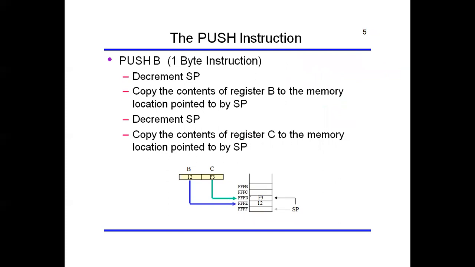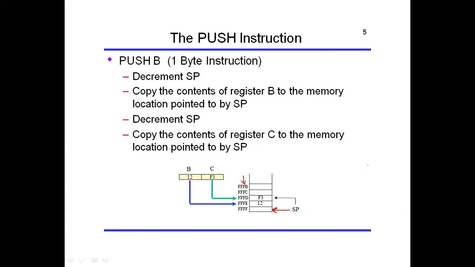And the next one is the PUSH instruction. Pushing an instruction in the sense that we are going to insert the data onto the stack. Here you can see FFFF, FFFE, FFFD, FFFC. These are the memory locations, these are the memory addresses. Initially the stack pointer is pointing here. Initially the stack pointer will point here.